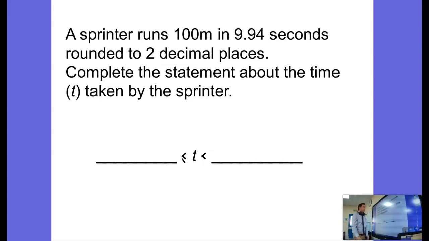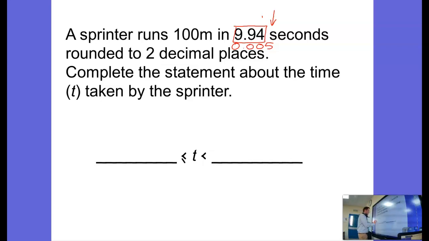So how long did that sprinter take? Well, if it's been rounded to 2 decimal places, we need to consider the next decimal place, and we're going to add on sort of half of the second decimal place, so half of 100th. Go to the next decimal place and make it 5 would be my advice there.